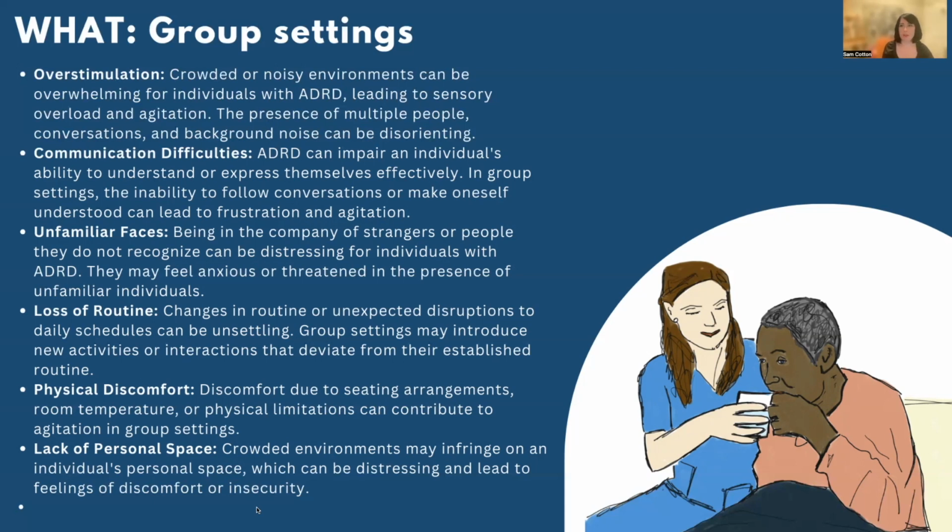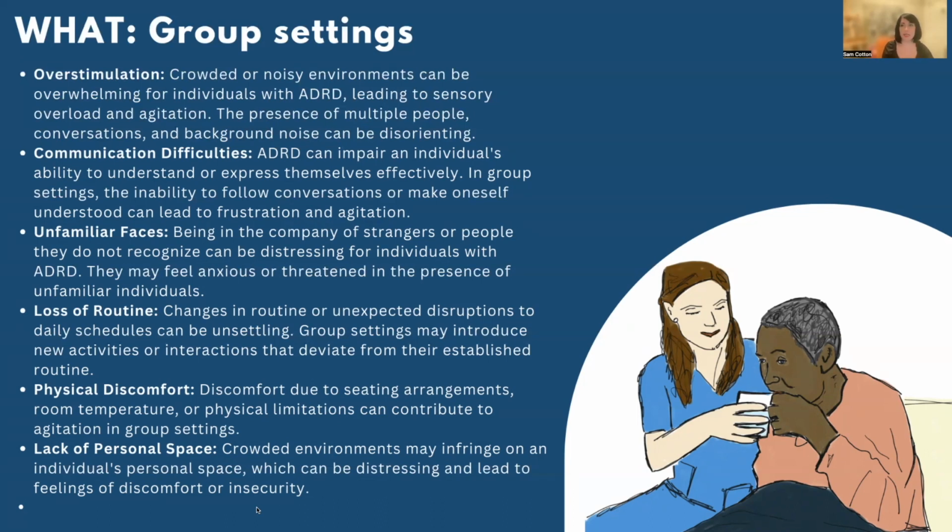Also, unfamiliar faces can be a problem for some persons with Alzheimer's disease. People they don't recognize can be distressing for the individual, especially if they're greeted by that person as though they might know them. They might feel anxious or threatened in the presence of unfamiliar faces. In Sophie's case, she's living in a facility where she might encounter these people every day, but she's not necessarily recognizing or remembering them. And so she's perceiving them as a stranger or a threat.